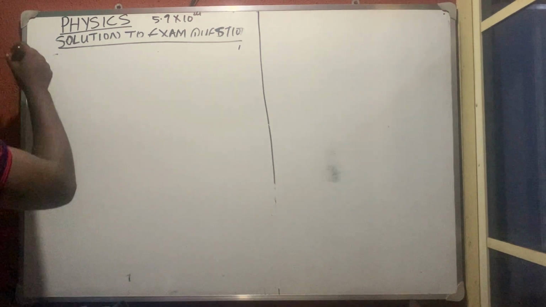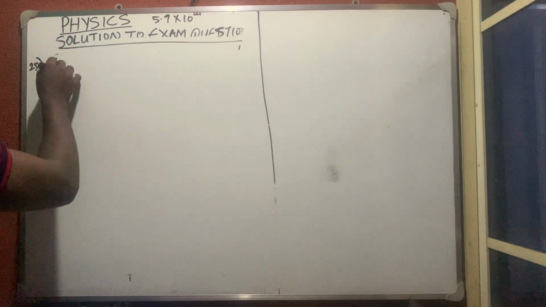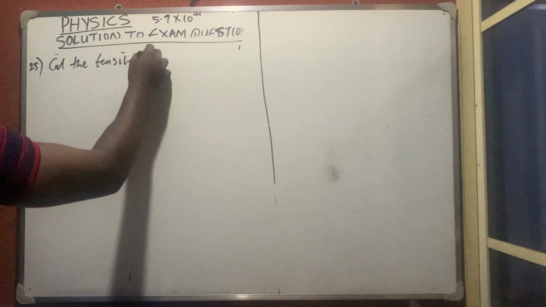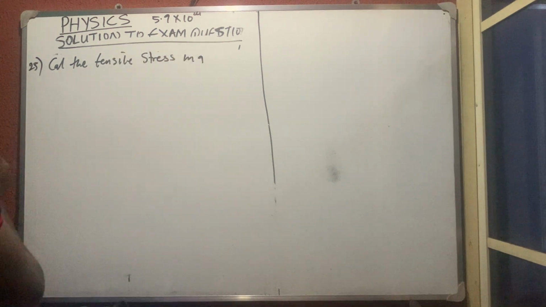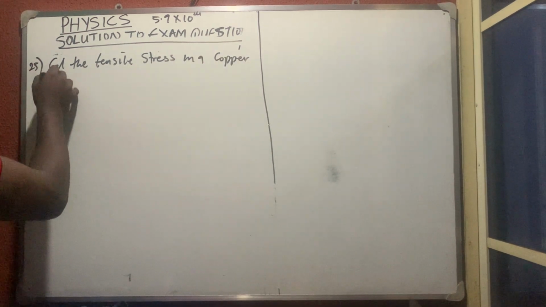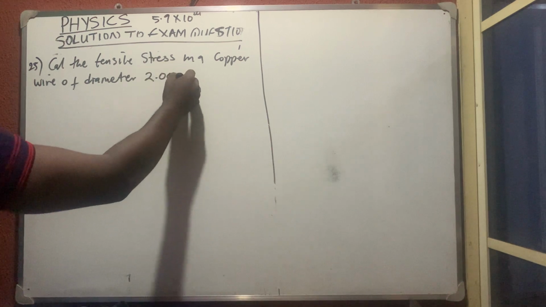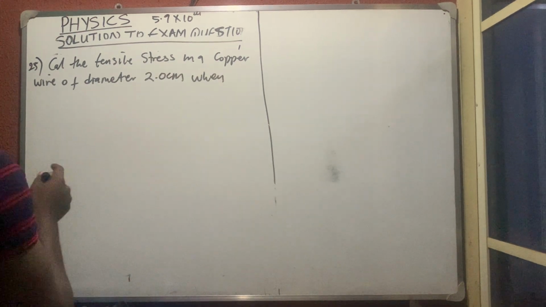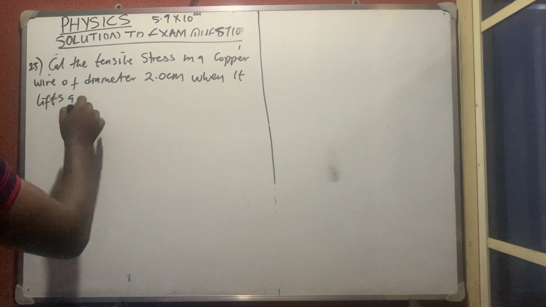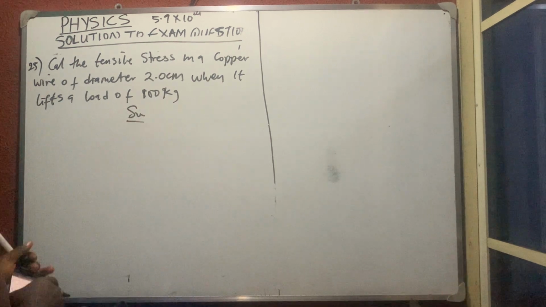We are heading to the permanent side. Question number 25. Question number 25 said, calculate the tensile stress in a copper wire of diameter 2.0 cm when it lifts a load of 100 kg. Solution.